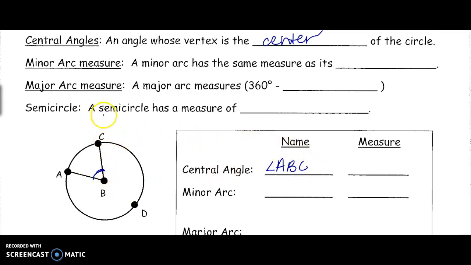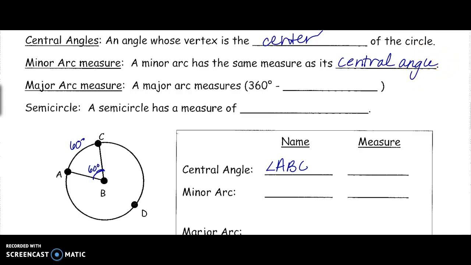It has the exact same measure as its minor arc. So your central angle and your minor arc have the same measure. If I say angle ABC is 60 degrees, the minor arc formed by that angle also has the same measure. So a minor arc has the same measure as its central angle.